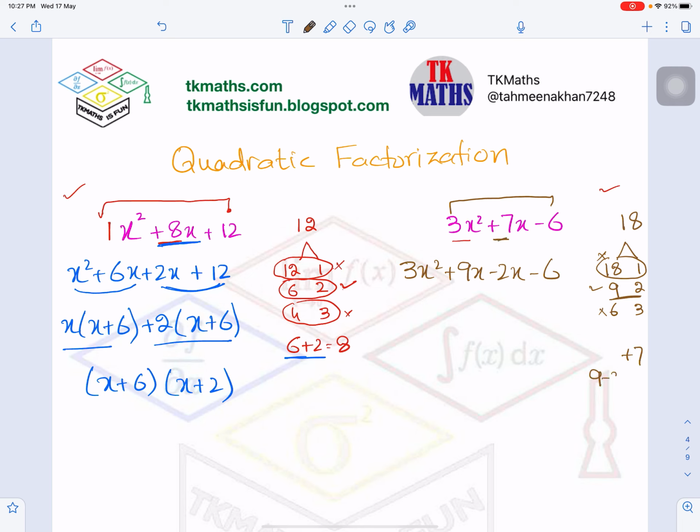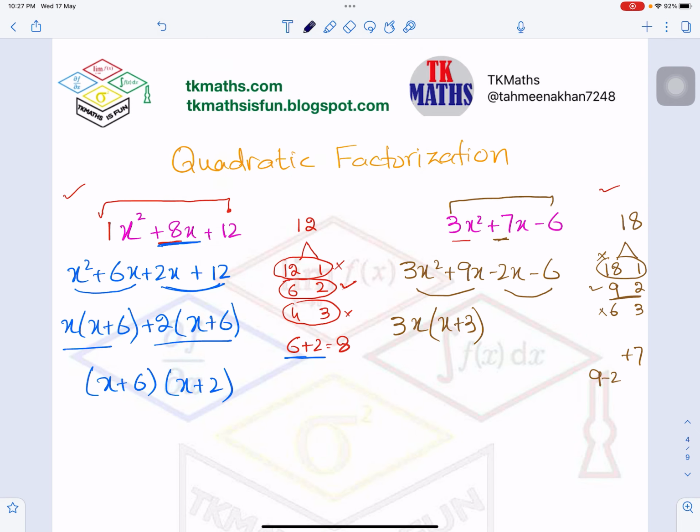So that's why 9 minus 2 will give me 7. And that's why I have written 9x minus 2x. Now from here I will take the common factor out. So in the first one, the common factor is 3x. So I get 6x plus 3.